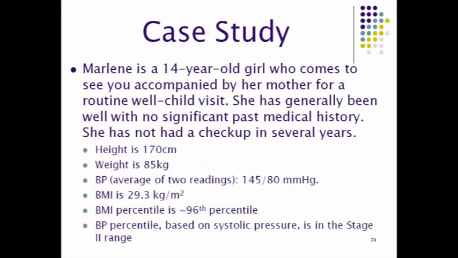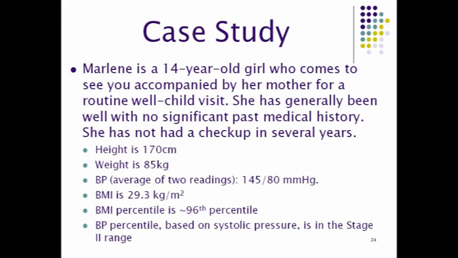So here is the very, very basic case study. Marlene is a 14-year-old girl who comes to see you accompanied by her mother for a routine well child visit. She's generally been well, has no significant past medical history, has not had a checkup in several years, which is kind of a typical adolescent situation. So she's 170 centimeters tall, so that's quite tall, about 5'7", 5'8", and she weighs 85 kilograms. And you've taken her blood pressure twice, and the average of those two readings is 145 over 80. Her BMI is 29.3. The BMI percentile is about the 96th percentile. So she is very slightly above that obese target of 95th percentile.